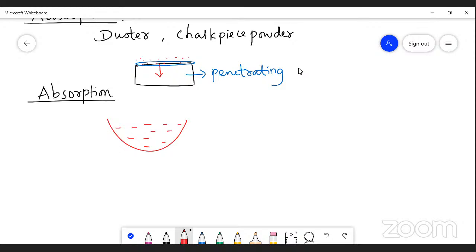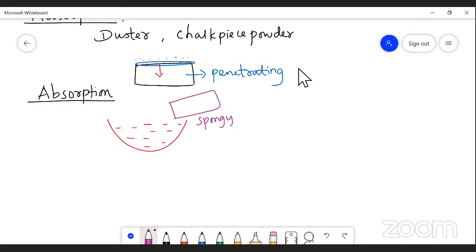Just taking a bowl, and you are taking a duster. This is your duster. So if you are taking a sponge-like material, you take a sponge. Now when you dip a sponge into the water, can you guess what happens? It is very simple. You can say that the water molecules will enter into the sponge. The sponge is going to absorb the water.